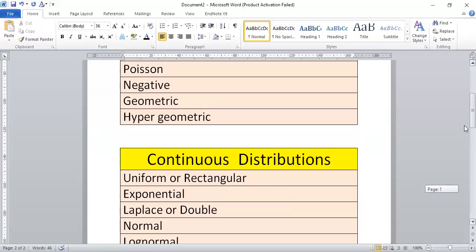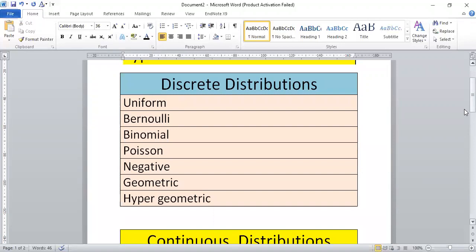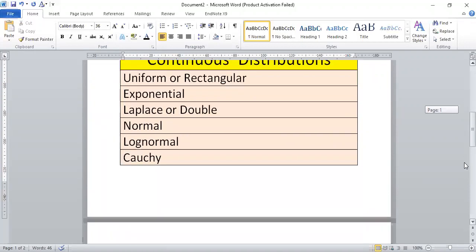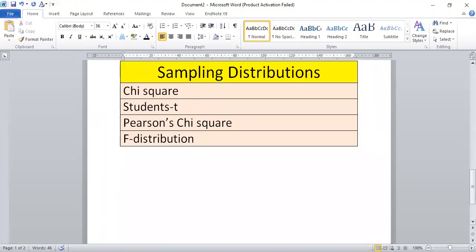These distributions come in the book of Muhammad Chaudhary in part first and second, and you only have to prepare these distributions, because these are the main distributions comprising 18% of your PPSC paper. You have to memorize these distributions on your fingertips so that you are sure what you are doing: discrete, continuous, and sampling distributions.